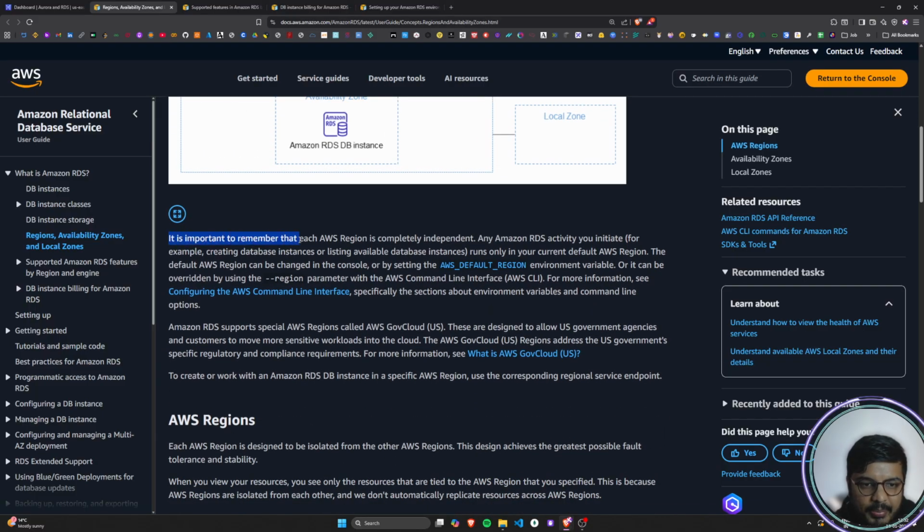So it is important to remember that each region is completely independent. Any Amazon RDS activity you initiate, for example, creating a database instance or listing available database instances, runs only on your current AWS default region. So if I am creating a new database instance, or listing all my database instances, it will not list all the database instances that are present for my AWS account.